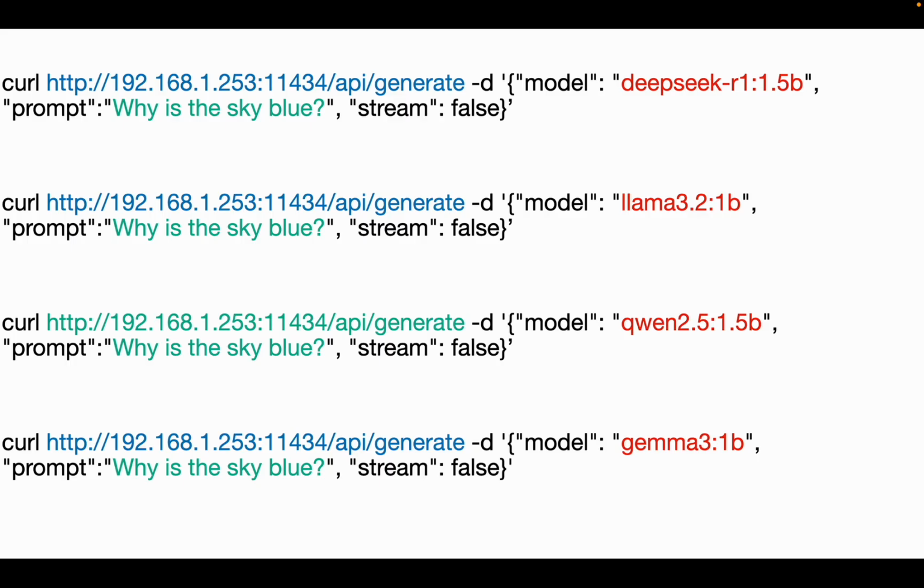So what we're going to do is ask them all, why is the sky blue? But we're going to do it in an API way. So curl is the same as a web browser, effectively. It's a command line. The line in blue is the address, which is the Ollama port on the network interface, and we're just going to ask it why the sky is blue, and we'll ask Deepseek, then Llama, then Qwen, then Gemma.